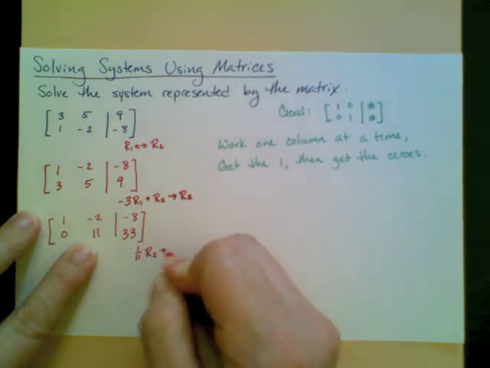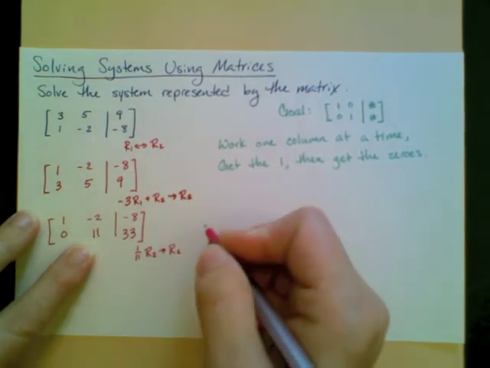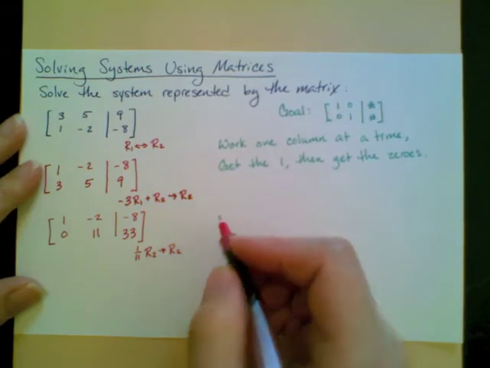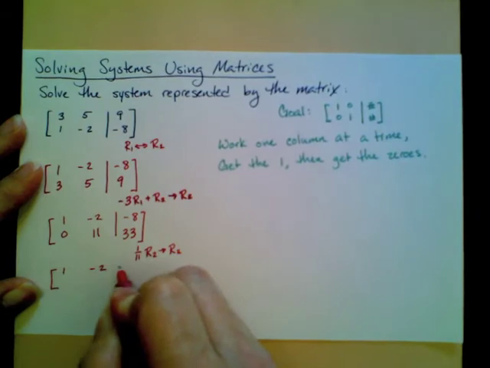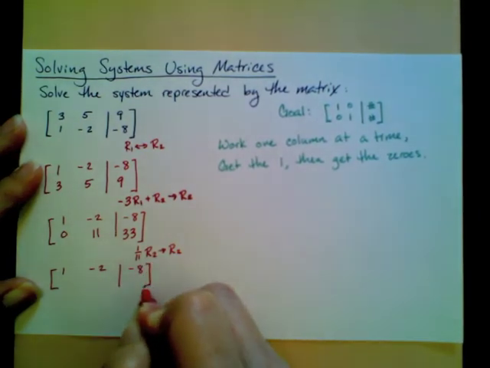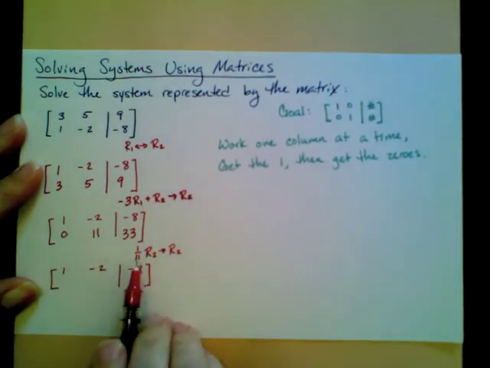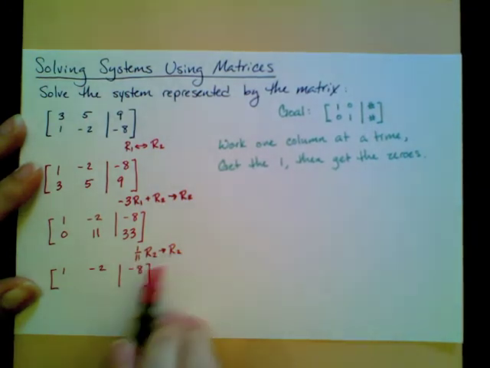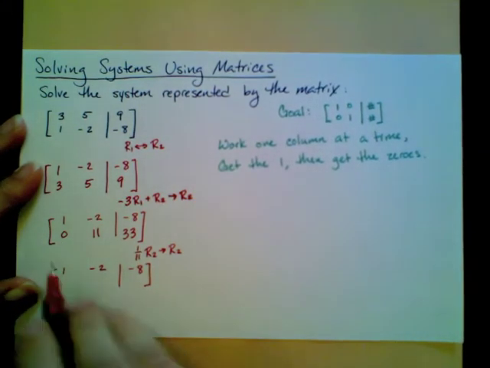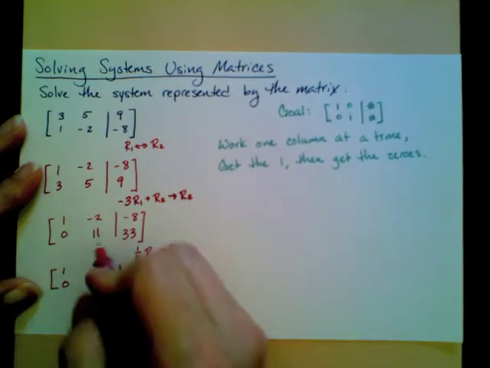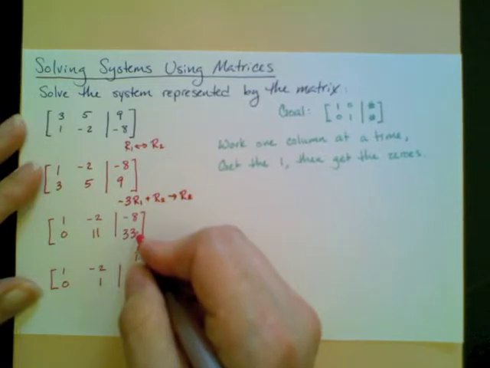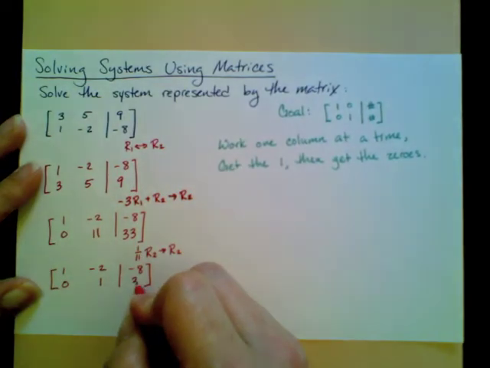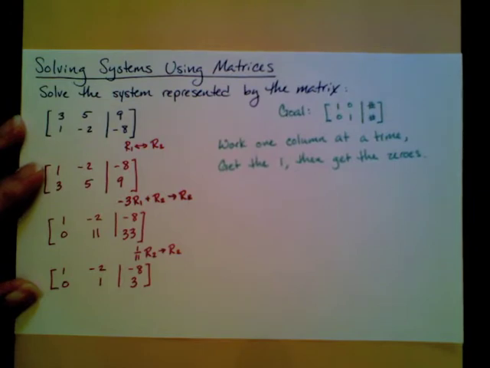Multiplying won't change my 0 because anything times 0 is 0. And now row 1's going to stay the same, so I'm just going to recopy it. And row 2, I'm going to multiply everything in row 2 by 1/11. So 0 times 1/11 is 0. 11 times 1/11 is 1. 33 times 1/11 is 3. So there is my 1.